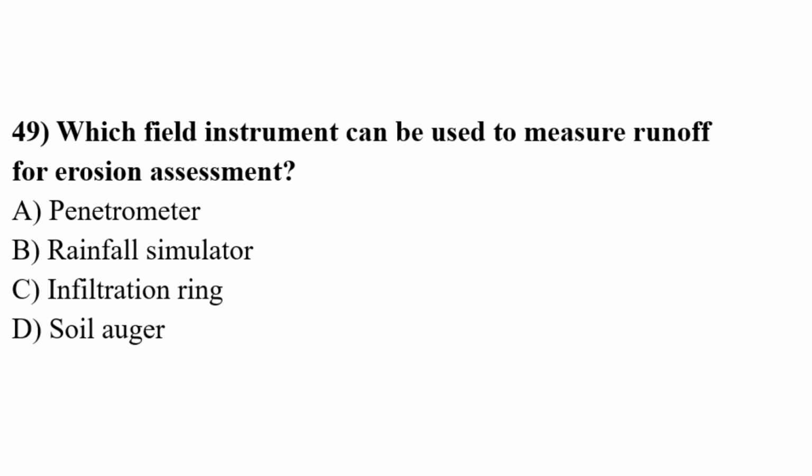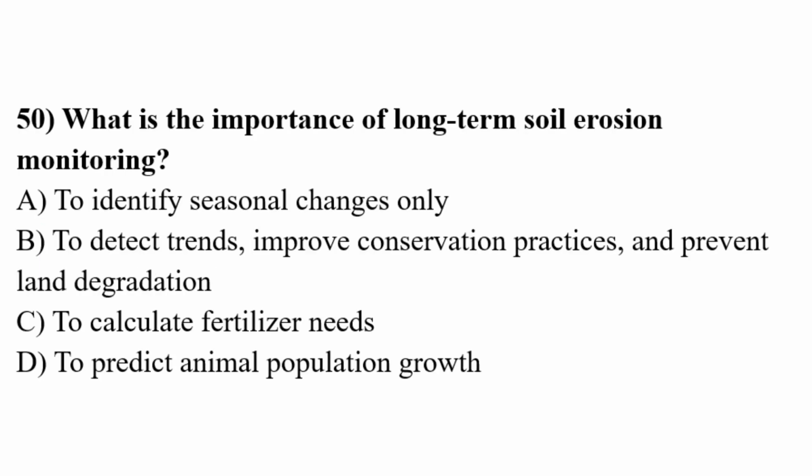49. Which field instrument can be used to measure runoff for erosion assessment? A. Penetrometer. B. Rainfall simulator. C. Infiltration ring. D. Soil auger. Answer: B. Rainfall simulator.